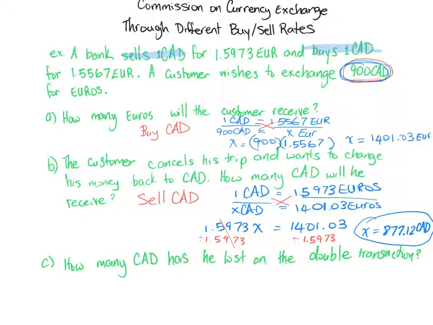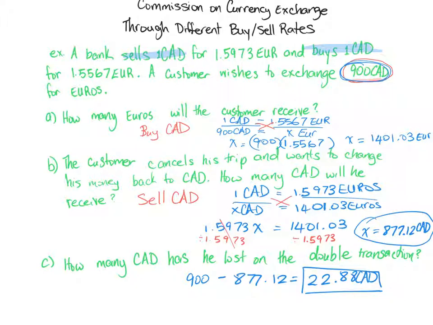In order to figure out how much money he lost, well, clearly, if he started off with 900 and he ended up with 877.12, in order to figure out what was lost, we just need the difference. So when we subtract those two numbers, we get 22.88 Canadian dollars. And so that was what was lost in that double transaction.